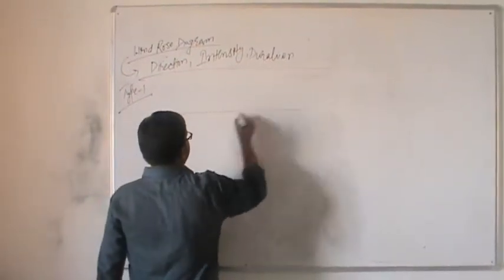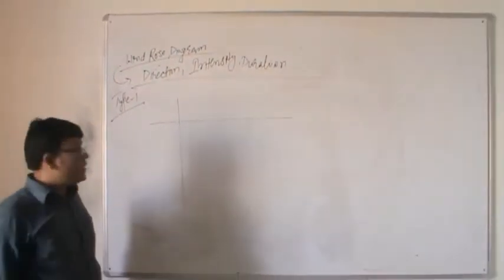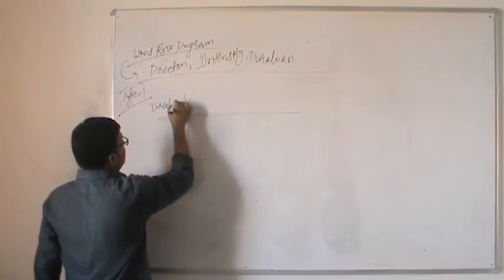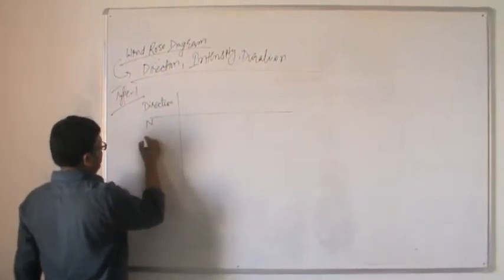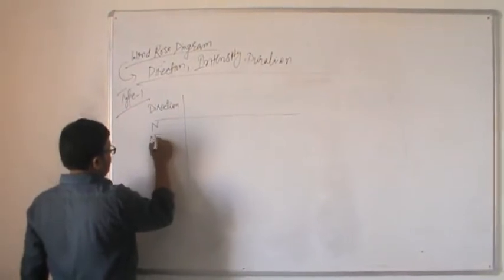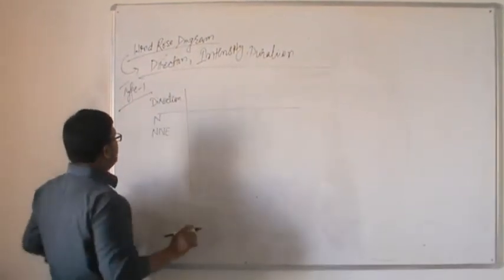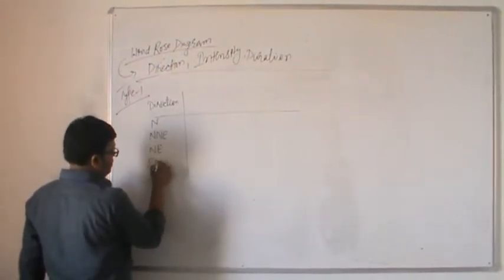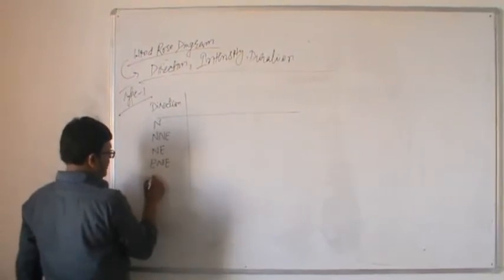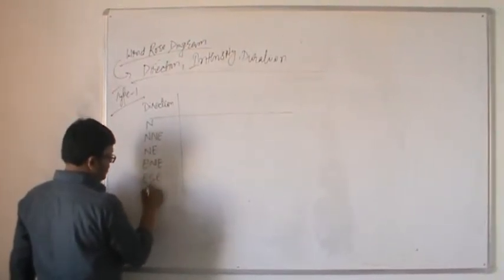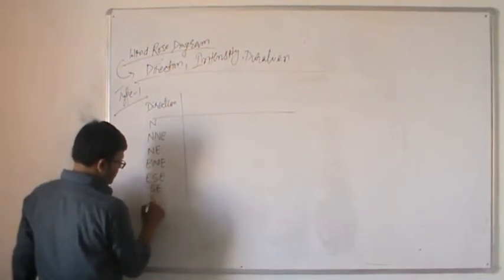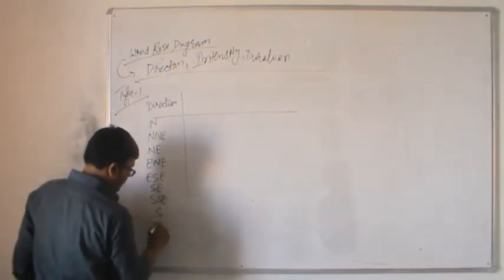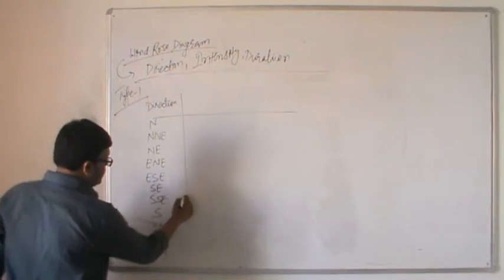Finally, you will collect the data and you will make a table. First of all, for the direction, all the directions you have to write here: north, north, north, east, then north, east, then east, north, east. Similarly, east, south, east, then south, east, then south, south, east, then south. Similarly, south, south, west. Similarly, all the 16 directions you have to take here.